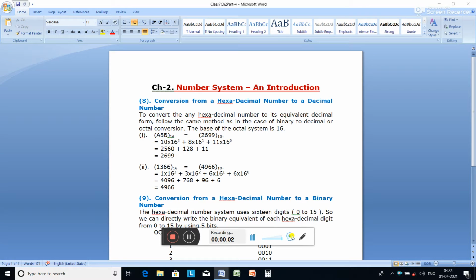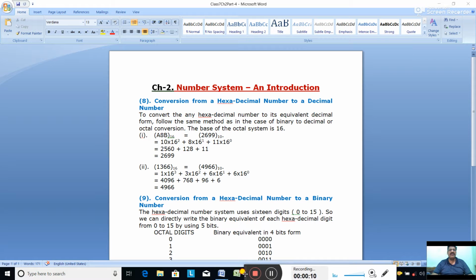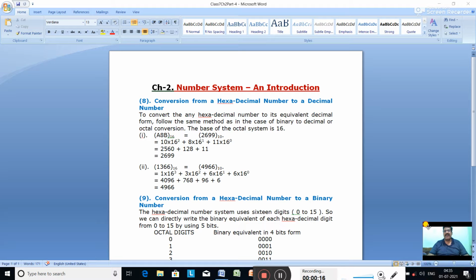Hello class 7. In chapter 2, number system, we are discussing the conversion of different numbers. In today's class, we are going to discuss how to convert a hexadecimal number to a decimal number. Okay? How to convert a hexadecimal number to a decimal number.